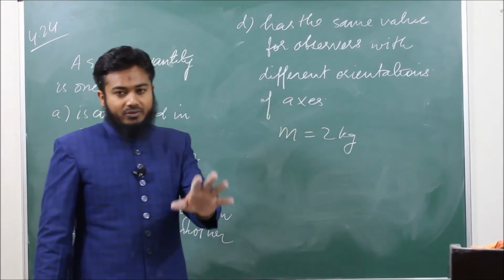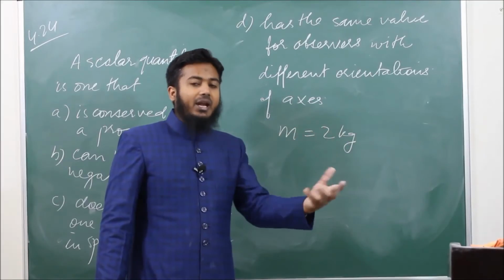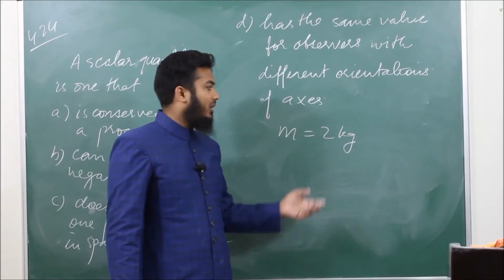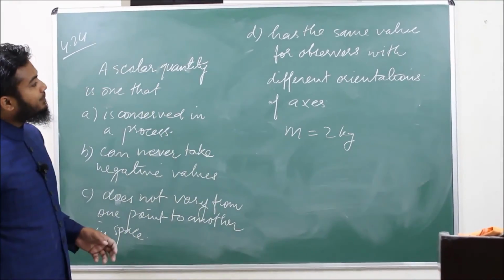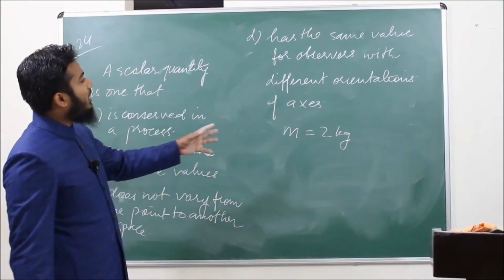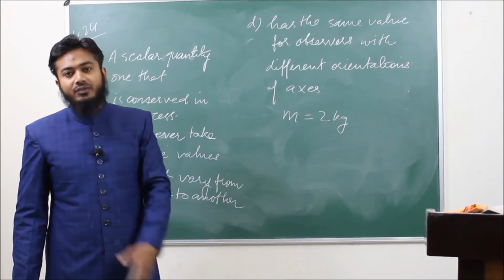So if an observer is on the ground, for him it is 2 kilogram, and if an observer is in a car or a bus or traveling in an aeroplane, for him also 2 kilogram will be the same. So the scalar quantity will have the same value for observers with different orientations of the axes.